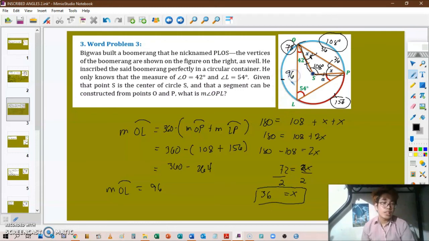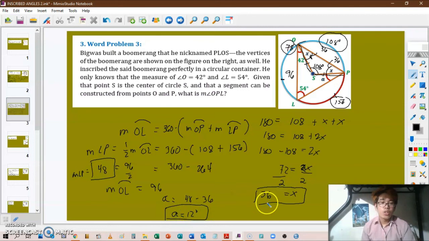Therefore, if this is 96 degrees, angle P should be 96 divided by 2. The measurement of angle P should be 1/2 of the measurement of arc OL. So the measurement of angle P is going to be 96 over 2, and 96 divided by 2 is simply equal to 48. Therefore, the measurement of angle P is equal to 48 degrees. But we need to solve for the value of A. So to get the measurement of A, it is equal to 48 minus 36. That's going to be equal to 12. So A is equal to 12 degrees.